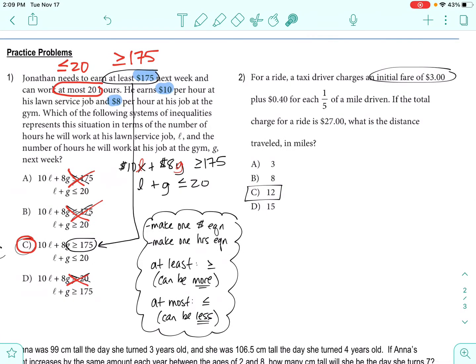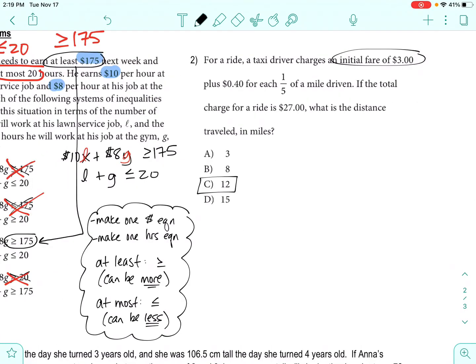Okay, so let's look at number two. We have this taxi driver charging an initial fare of $3 plus 40 cents for each fifth of a mile driven. Let's first break this down and look at the initial fare of $3 that I have circled. So initial fare, starting point, anything like that, that's going to be your y-intercept. It's where you start your line when you're graphing it. It's also the beginning charge of this taxi person who's going to pick you up. Just to pick you up, they're going to charge $3, and then they're going to charge you depending on how many miles you go also.